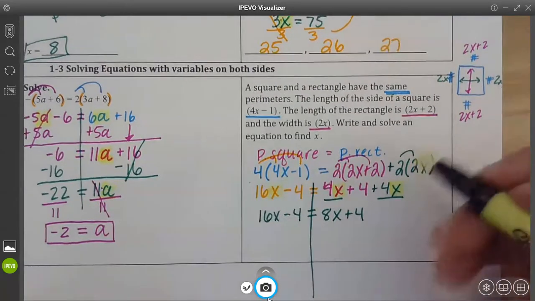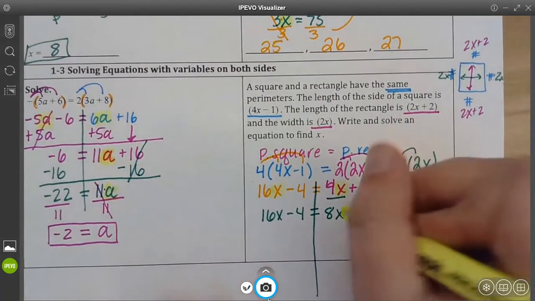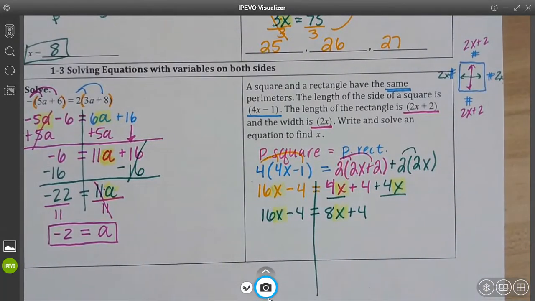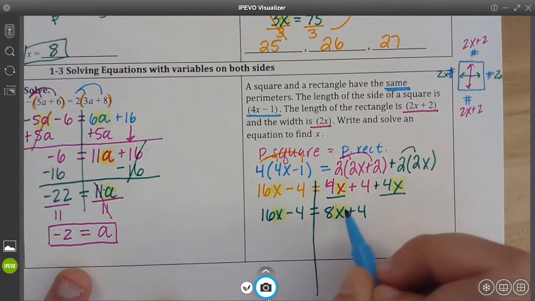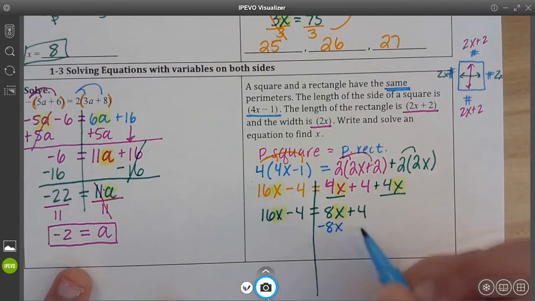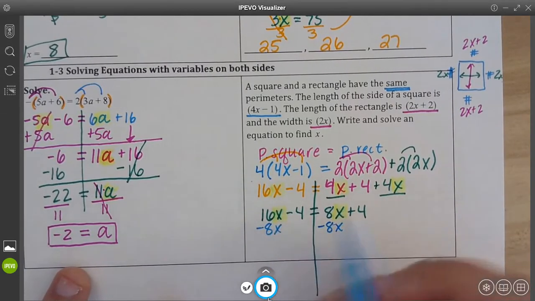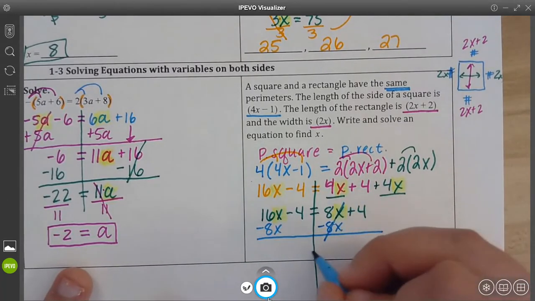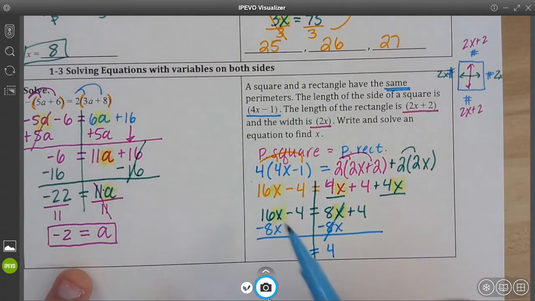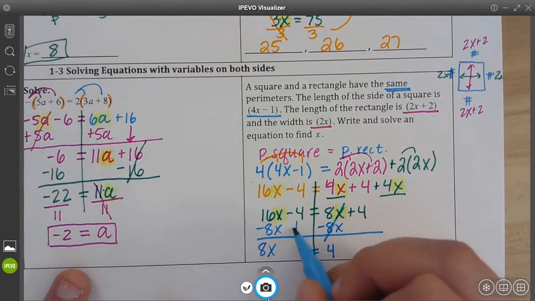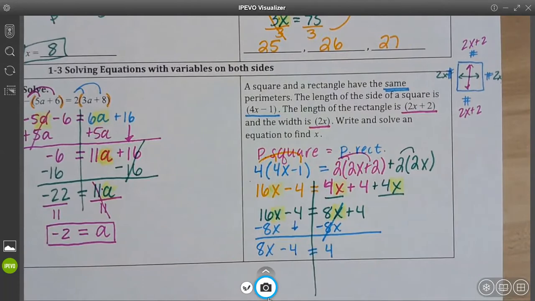And now that I've consolidated one side of my expression, I've got two x's floating around in my problem. This is when I need to take the smaller one and move it to the other side. This 8x right now is positive. The opposite of a positive 8x is a minus 8x. When I do that, I'm left with 4 on the right side. 16x minus 8x is 8x. And then the negative 4 just gets to drop down.